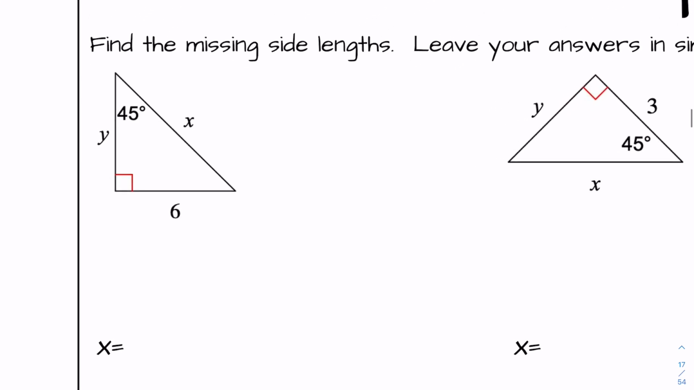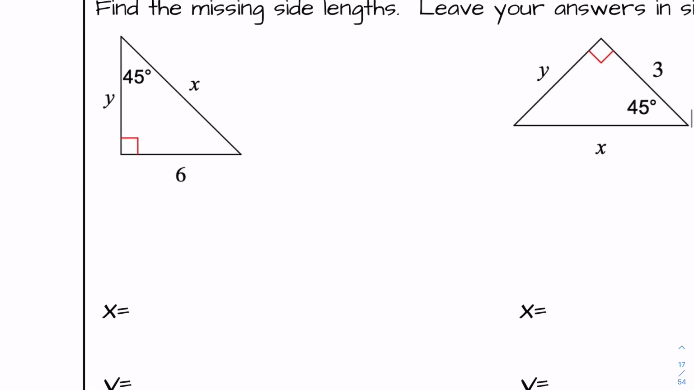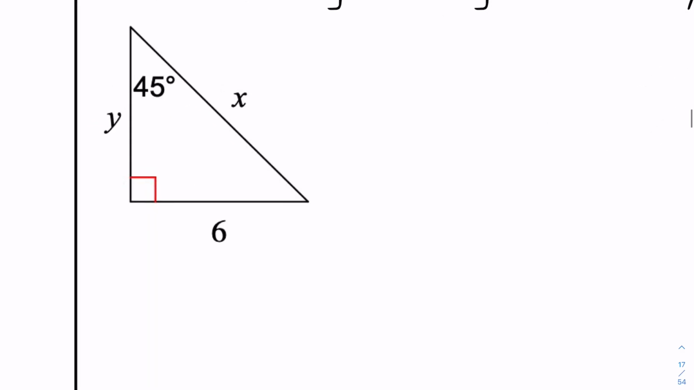Well, when we take a look at the first triangle, you say, wait a minute, we know how to find one of these missing sides if we are given any two lengths, whether that be in a right triangle, a leg and a hypotenuse, or two legs. But how do I find both of these values? Well, let's take a look.